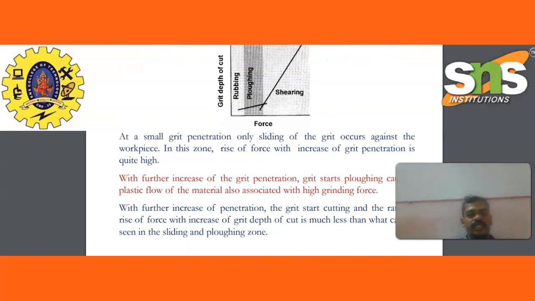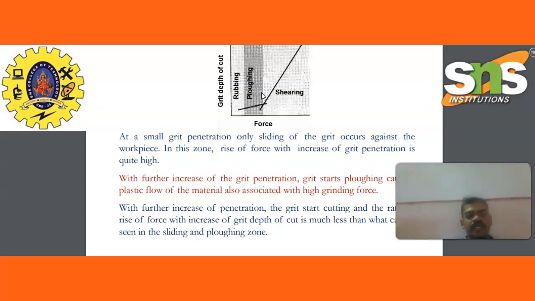The various stages of grinding grit depth of cut. This is the grinding grit depth of cut: rubbing, ploughing, shearing. At small grit penetrations, only sliding of the grit occurs against the workpiece. In this zone, the rise of force with increase of grit penetration is quite high.